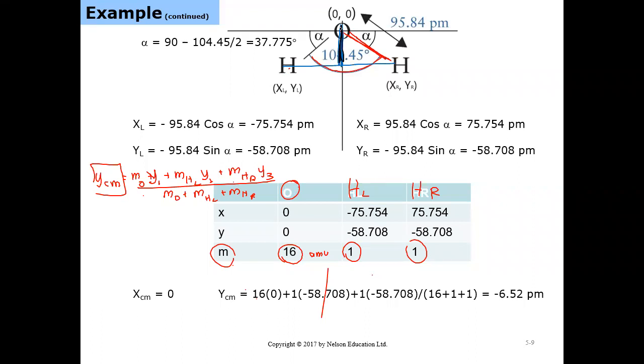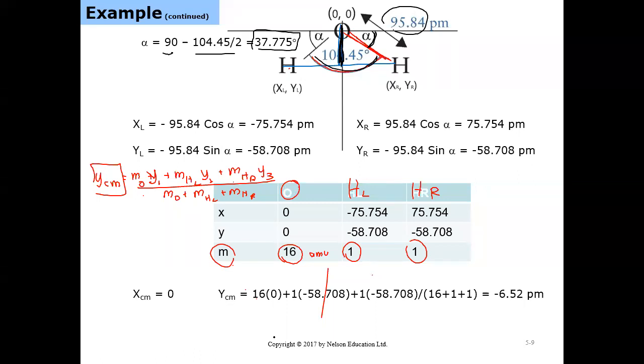This black length will be the y position of both hydrogen left and the hydrogen right. How do I get this? We have this red line, it is given 95.84, and we can get this angle alpha. What is angle alpha? We know this is 104.45, so divide by 2, 90 minus that will be angle alpha. Okay, there's just some simple geometry there. So we have the angle alpha.